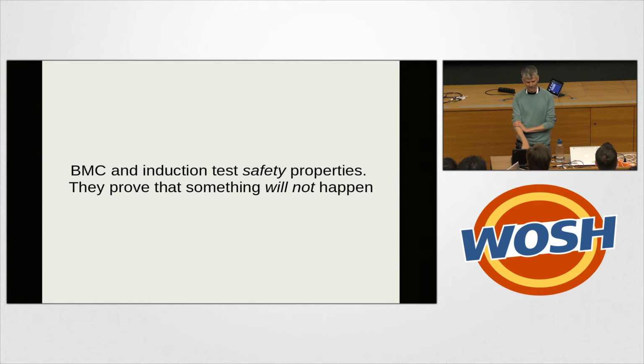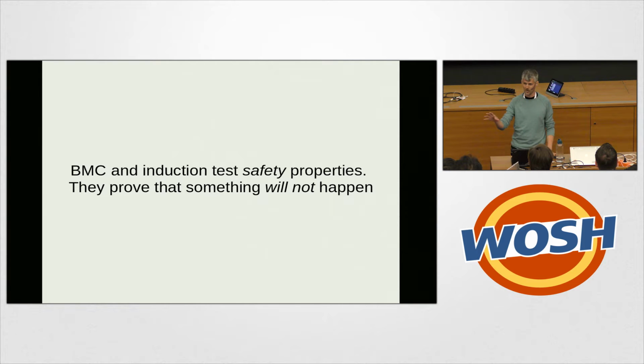So BMC, bounded model check, and induction, which we're going to cover in a minute, test safety properties. So cover checks that something can happen. BMC and induction test safety properties. They prove that something will never happen. So that's usually what we're after when we're doing formal verification.